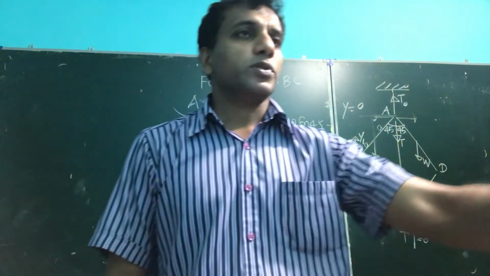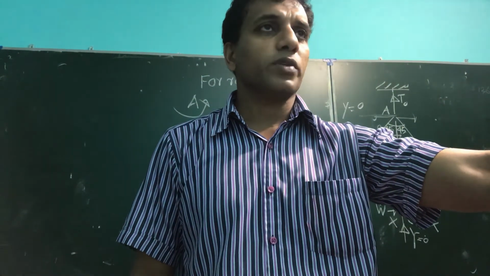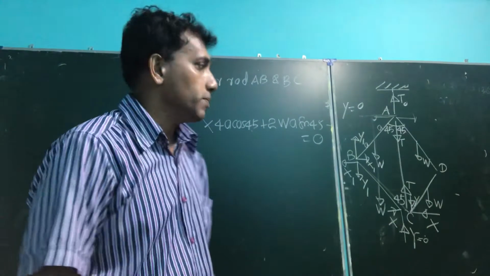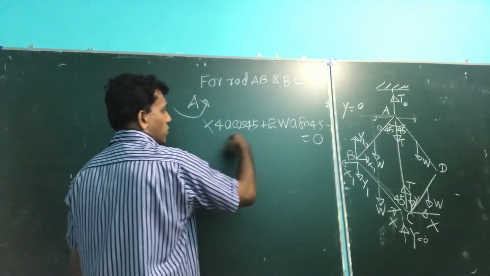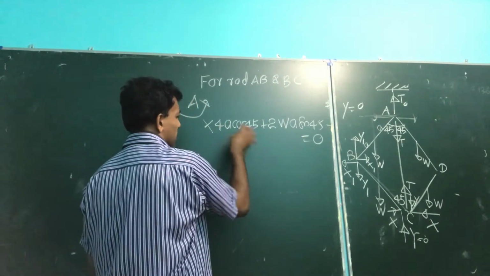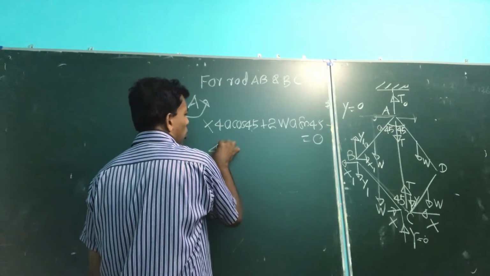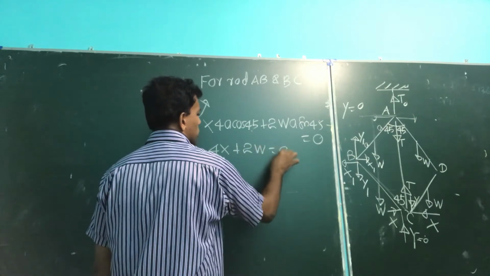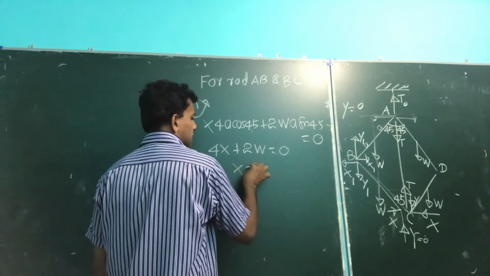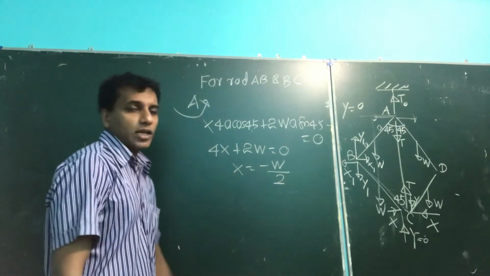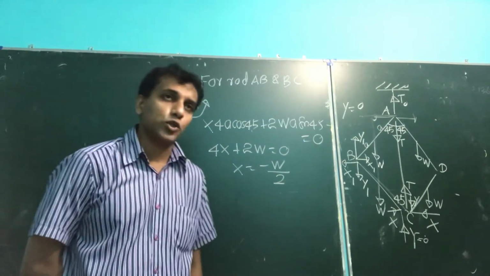Here's the method. So I think my answer comes negative. X becomes a minus answer, no problem. Not a wrong answer, the direction is different. So divide by sin 45, cos 45, no problem, both are the same. So 4X plus 2W equals 0. So X equals minus W by 2. Okay, X equals minus W by 2.